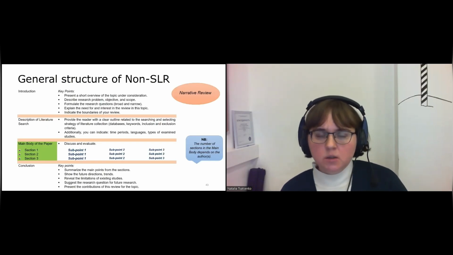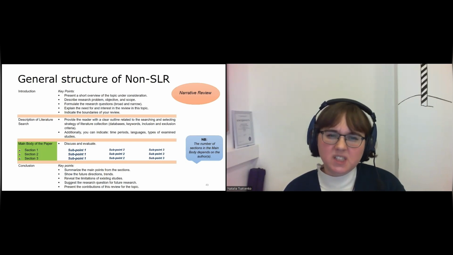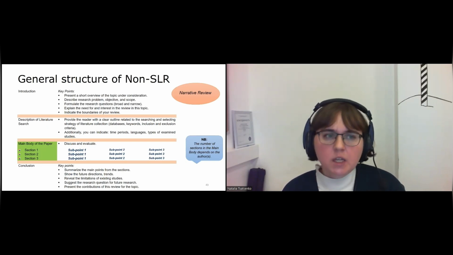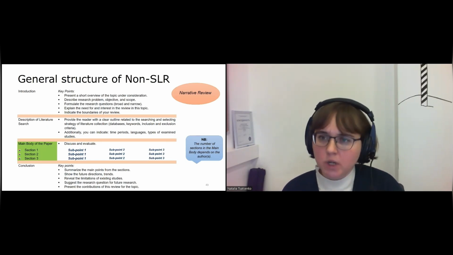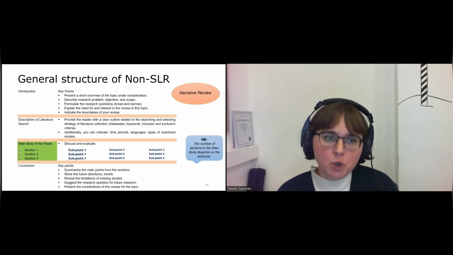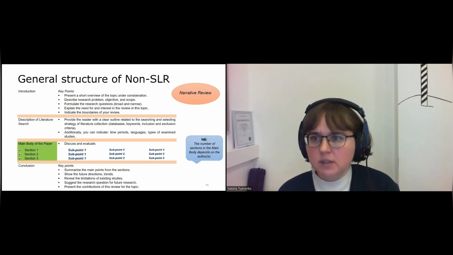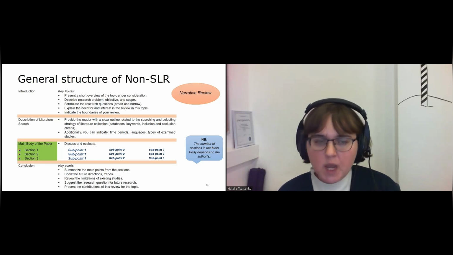I will start with the narrative review. Somehow it's connected with the integrative review. So we definitely have an introduction and we have a conclusion. Regarding the main body of the paper, some narrative reviews skip the description of the literature search. Some papers write one paragraph about that, if we talk about the narrative review.